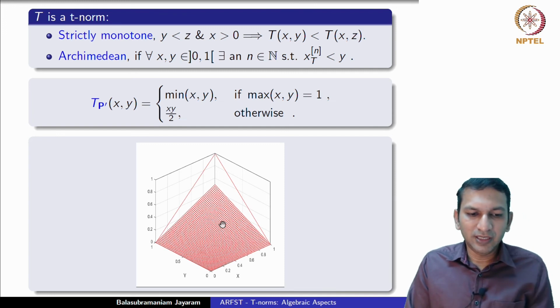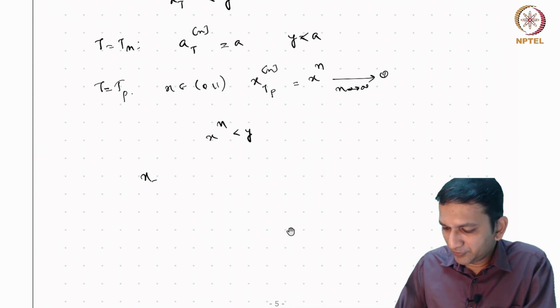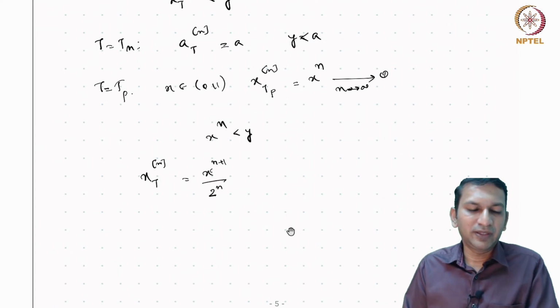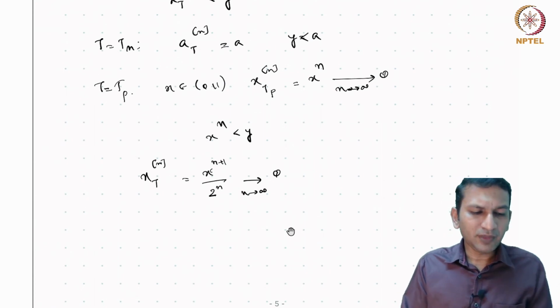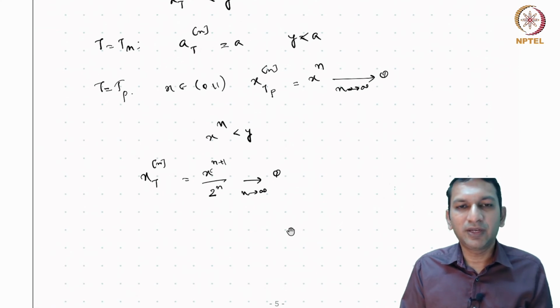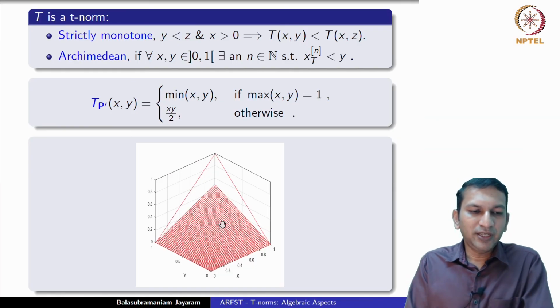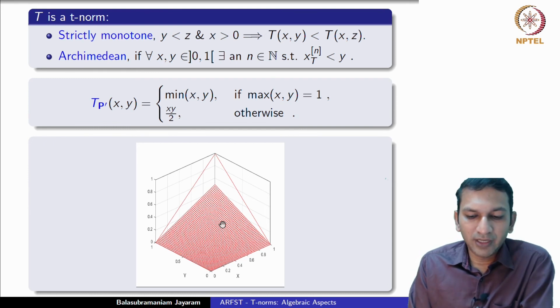For instance, if you take an x and iterate it for this t-norm, x t power n will be essentially x times (n plus 1) by 2 power n. It keeps on happening. So clearly this goes to 0 as n tends to infinity, which means that given any y, we will always be able to find an n so that x t power n is smaller than y. So this is a t-norm which is both strictly monotone and satisfies the Archimedean property, but it is not continuous.